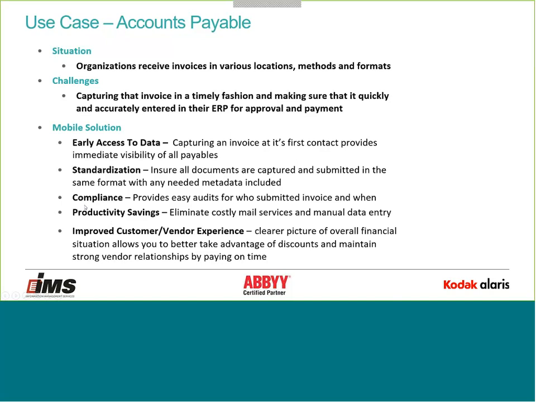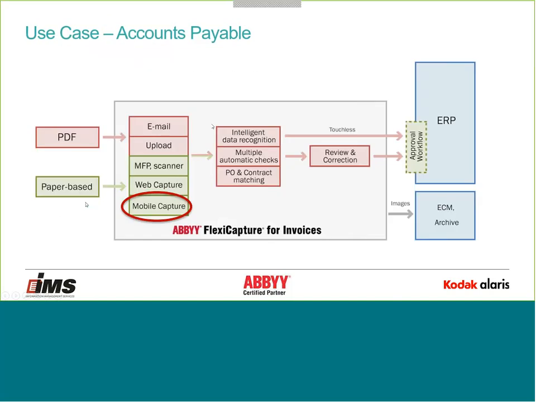So that's the use case of accounts payable. And this is just a general drawing of what a lot of accounts payable systems look like. So today things come into your system by PDF. People email them to you. Maybe they upload them to you. You're getting paper-based documents as well. You may be capturing them with an MFP scanner or a regular scanner, web capture. But you also now can add this mobile capture to this process.